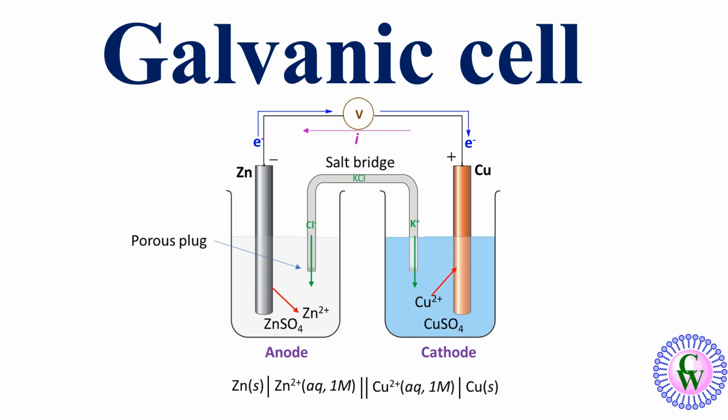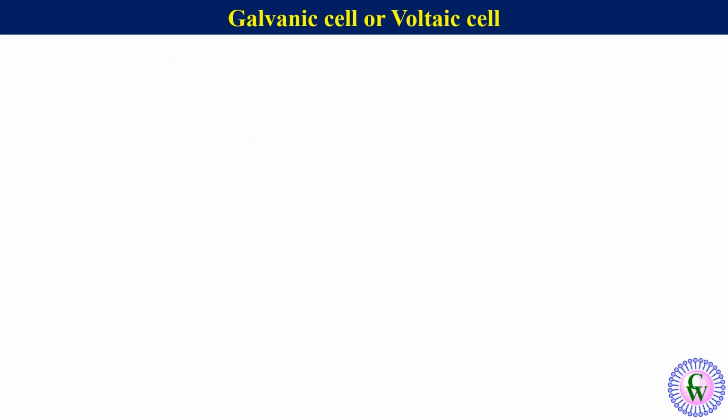In this video we are going to discuss galvanic cell, also called Voltaic cell. A galvanic cell is an electrochemical device that converts chemical energy to electrical energy from a spontaneous redox reaction. Since the reaction is spontaneous, delta G for the process will be negative.